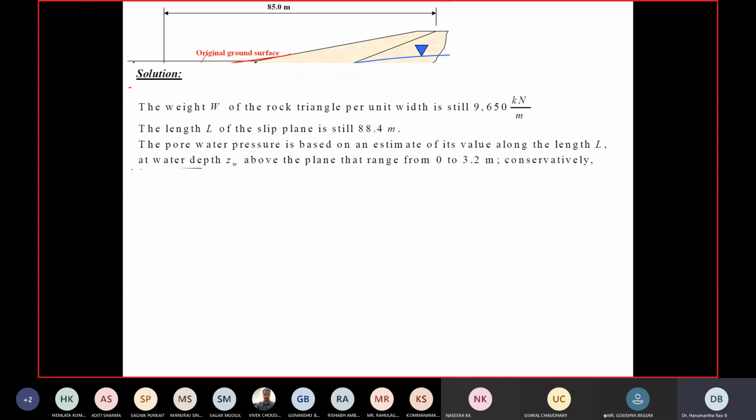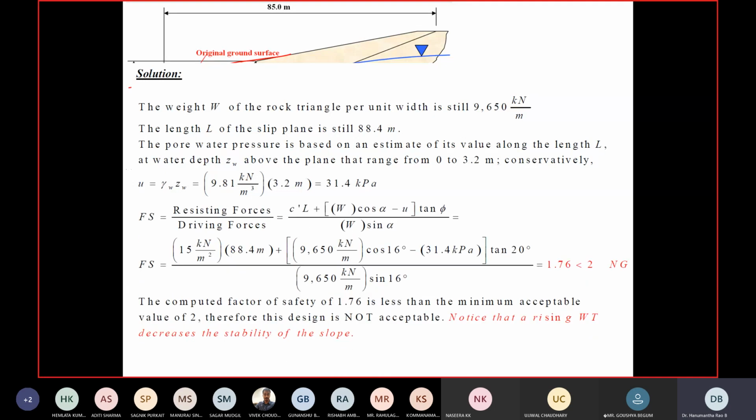So these are the calculations we have already exercised during the previous sum. The only additional parameter that you need to determine is the pore water pressure. So U is nothing but gamma W into ZW. Gamma W is 9.81 kilonewton per cubic meter and the height of the water level is 3.2 meter. So this will give you 31.4. Now once I know U, I can determine the effective stress component, that is sigma dash is equal to sigma minus U.